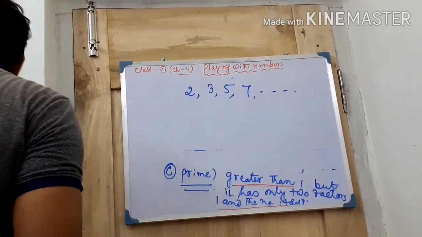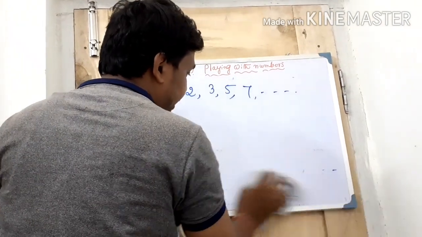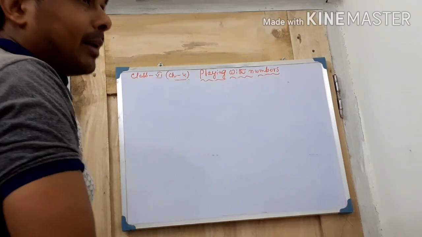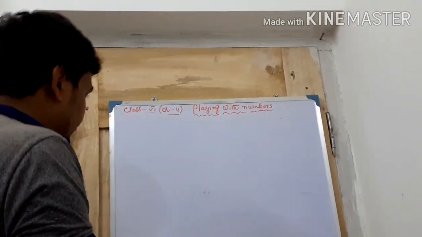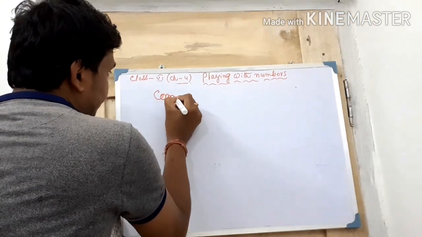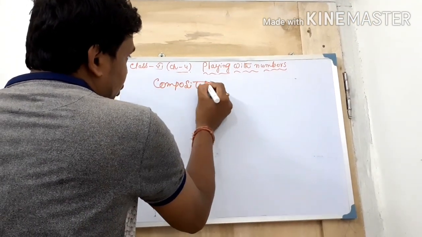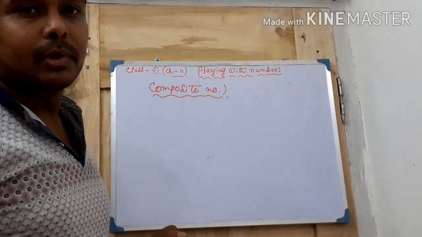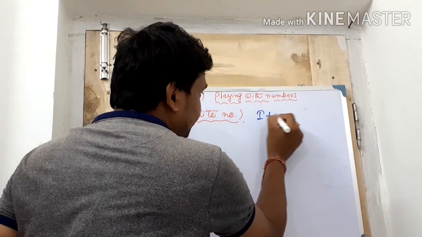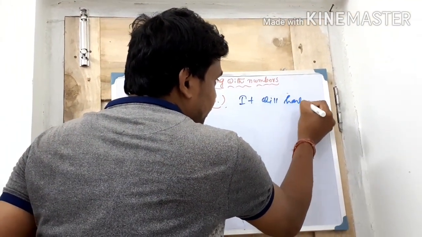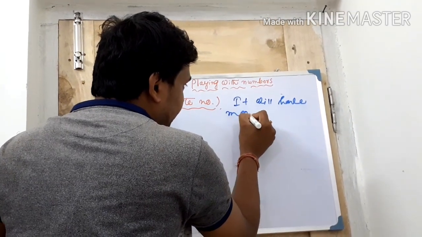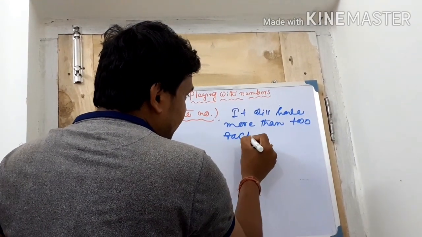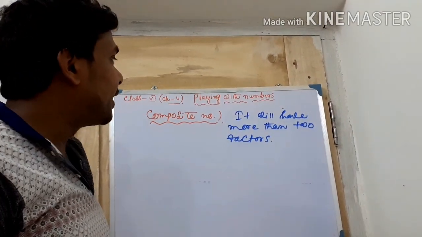Then the last portion of this is the composite number. Composite number means it will have factors more than 2. Okay, so I am writing that one. Composite number means it will have more than 2 factors. It will definitely have more than 2 factors.